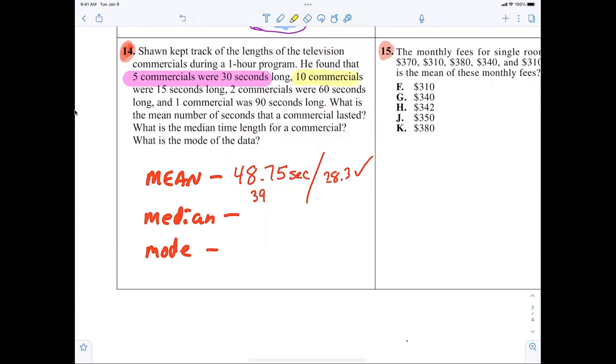Now you have to do 10 commercials were 15 seconds. Plus 10 times 15. Then 2 commercials were 60 seconds. So plus 2 times 60. And then finally, 1 commercial was 90 seconds. So plus 90. So what was the sum, guys?